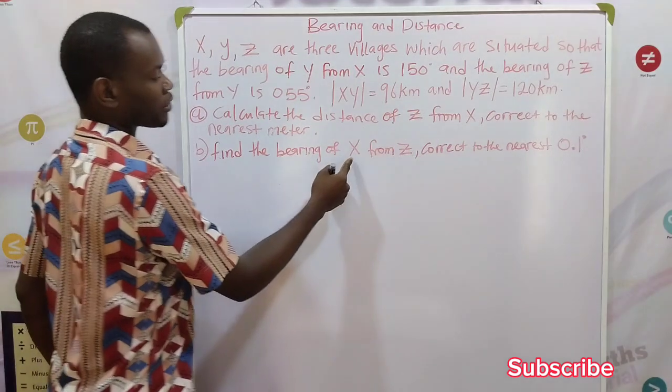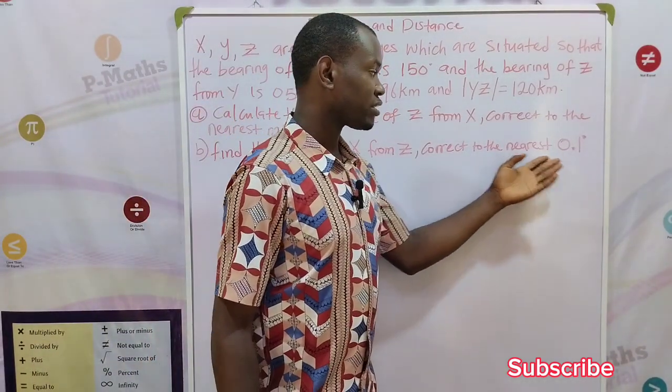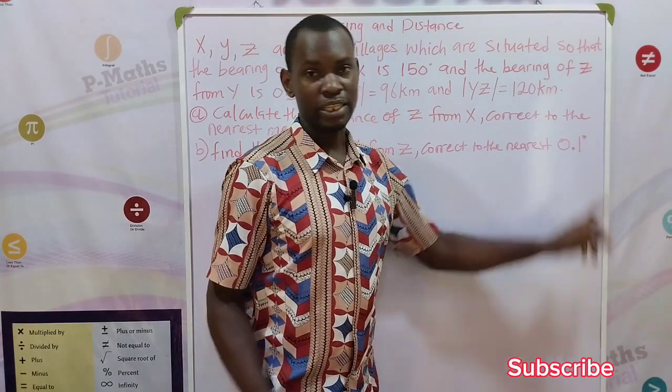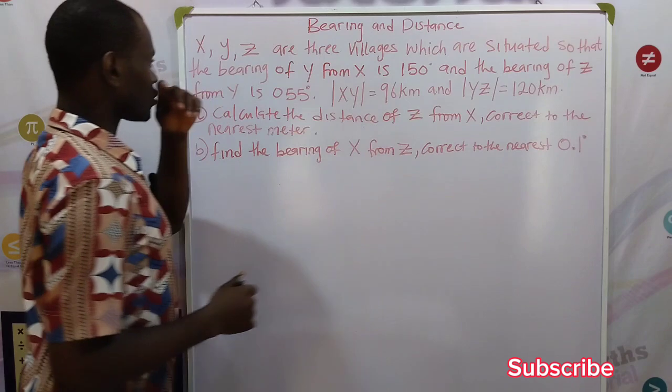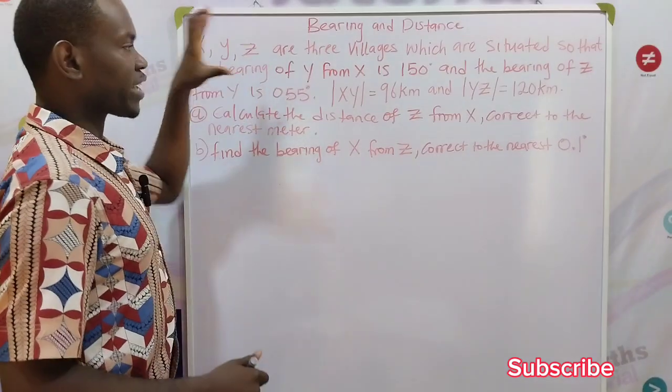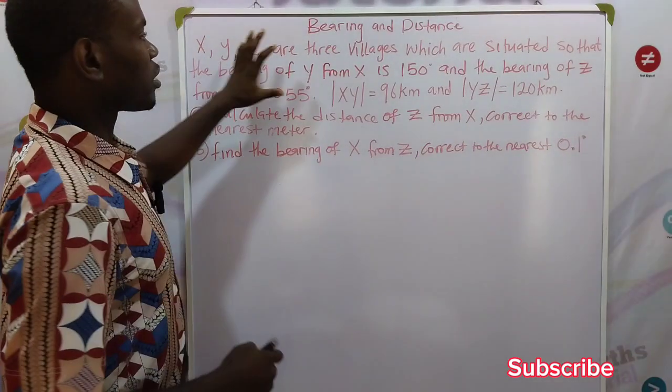Then find the bearing of X from Z, correct to the nearest 0.1 degree, that is 1 decimal place. All right, let's see how we solve this problem. The first thing we do is to sketch the diagram properly. All right, so let's go.